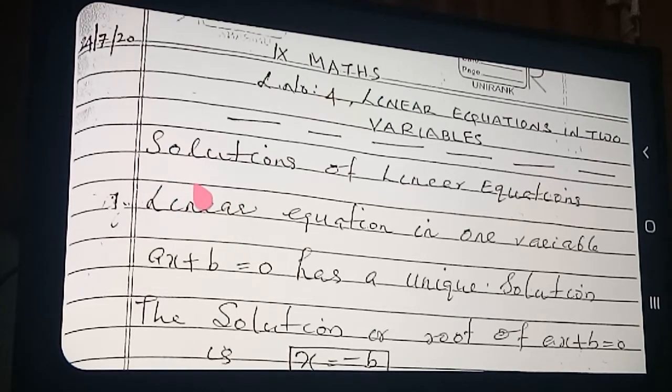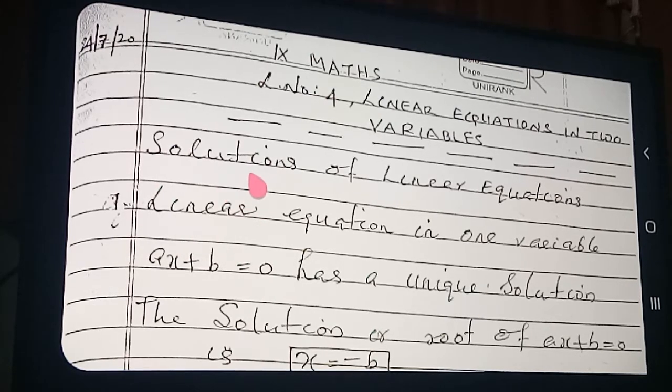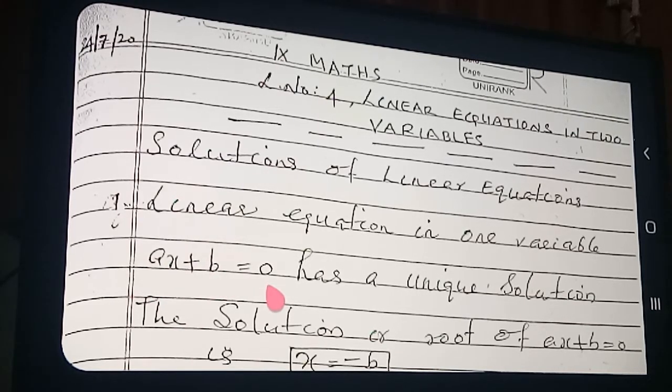Let us start today with solutions of linear equations. That means solution of linear equations in one variable and solution of linear equations in two variables. So a linear equation in one variable, ax plus b equal to 0, has a unique solution, which we already explained. Solving an equation means we are finding out the unknown value of the variable.